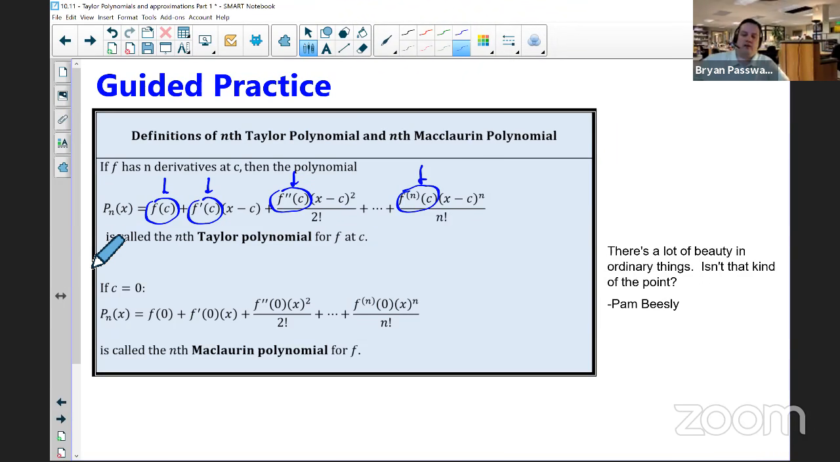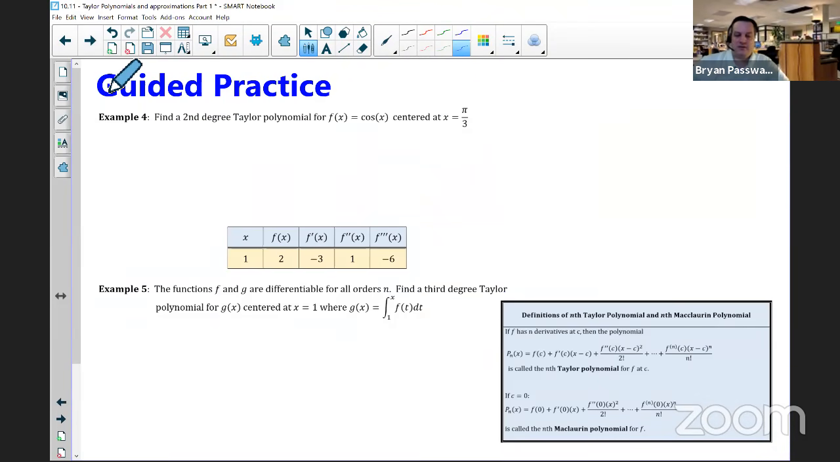As Pam Blees said in The Office, there's a lot of beauty in ordinary things. Isn't that kind of the point? When you look at this equation right here, it's really a beautiful thing when you get to know it. At first, if this is your first time seeing this, you're probably thinking, what is happening right now? But when you see it, you realize, and we're going to reinforce this tomorrow and again on Friday, how beautiful it is and how powerful this is, right?